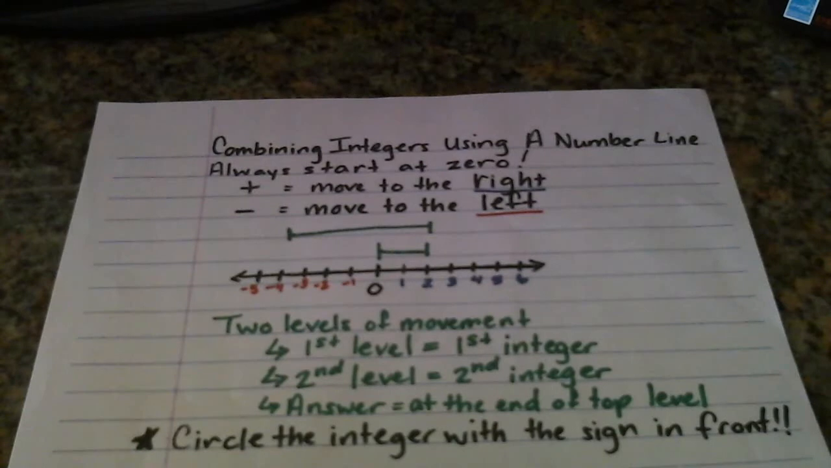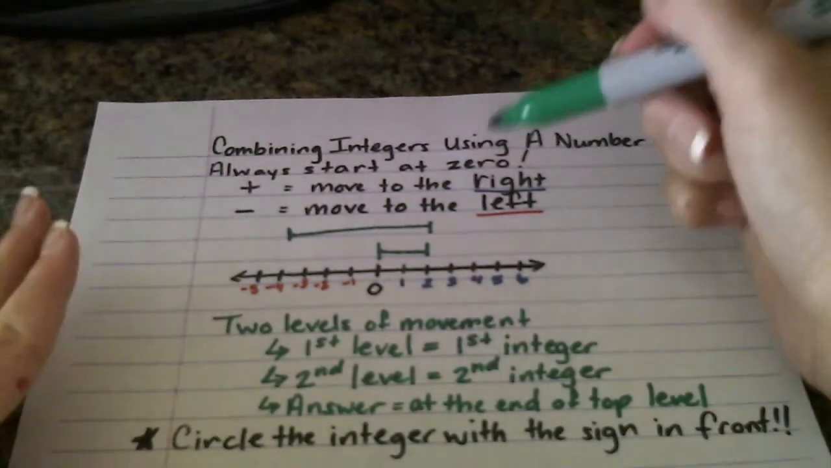Now, whenever you're combining integers, you have positive and negative signs, and they act kind of like a map guide. If the number is positive, it's asking you to move to the right on a number line. If the number is negative, it's asking you to move to the left on a number line.